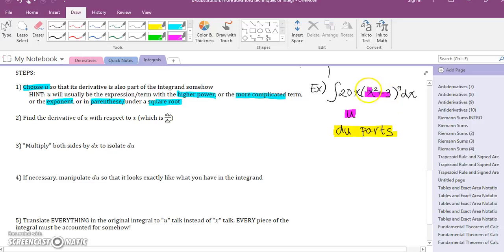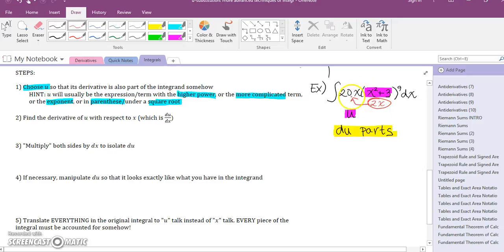Here you can see that x squared plus 3 has the higher power. I know you might be thinking, well, 9's the highest power, but I'll talk about 9 in a moment. And then you want to think, if I did the derivative of my u, I got 2x, is there a form of this derivative here somewhere? And you might be thinking, I don't see 2x, and I don't really either, but I do see 20x. And I can manipulate 2x to get 20x.